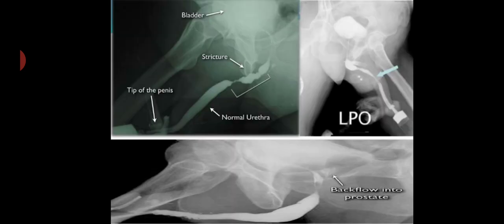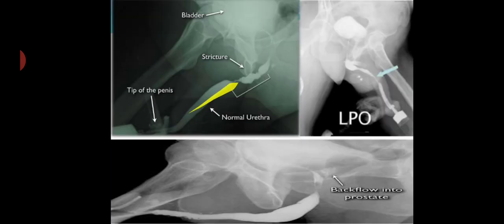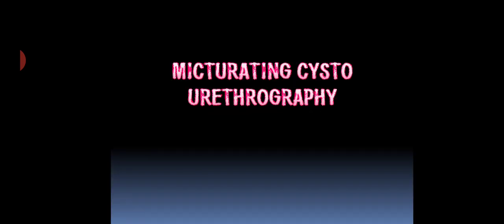Here are some more examples. Here a stricture is seen. This is the normal urethra and the tip of the penis can be seen. And this is the bladder filled with contrast. It is the RGU in LPO position. And in this example, the backflow into the prostate is seen.